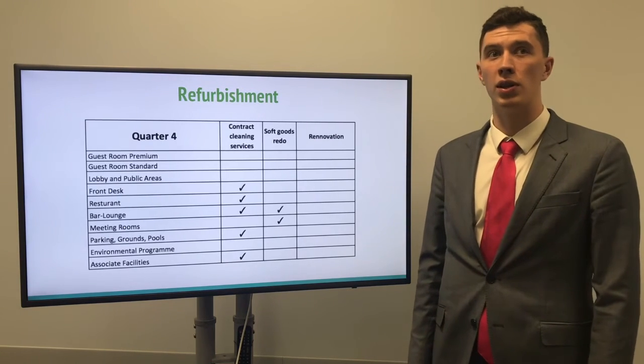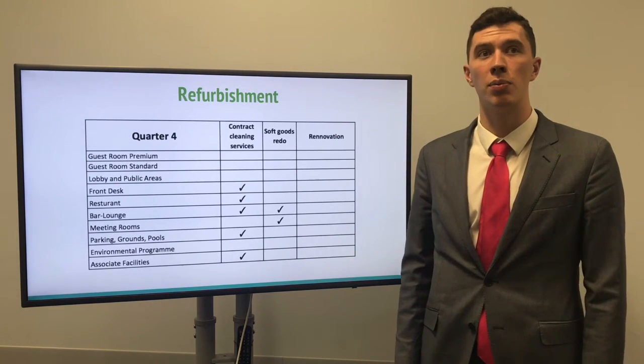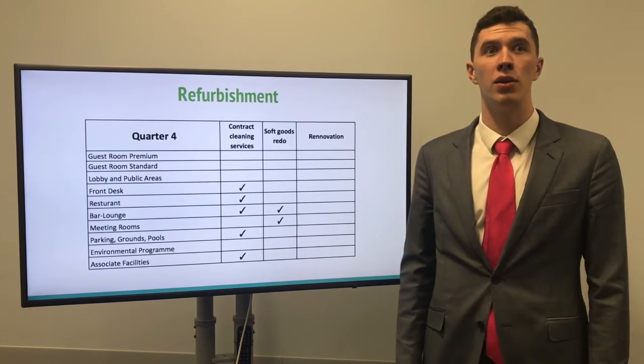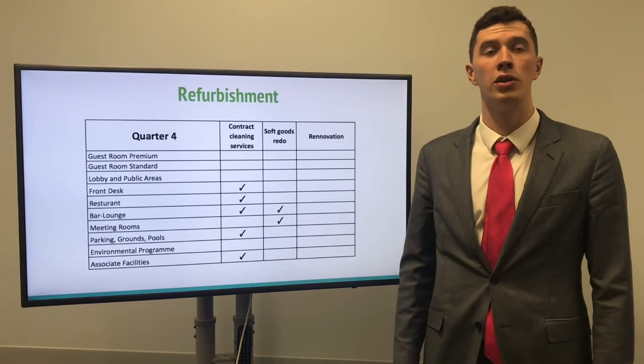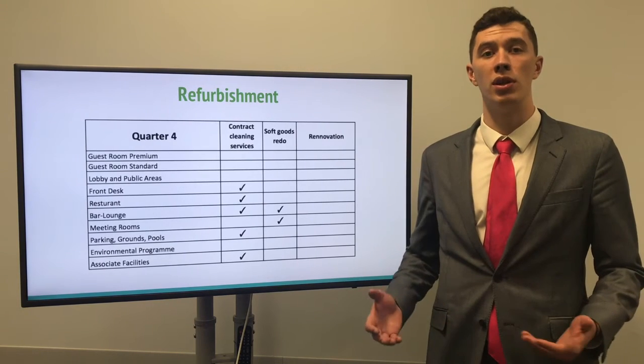Regarding the services and facilities, we wanted to invest in the front desk, but we couldn't afford it. And even if we could, within the limited time left, we wouldn't see the impact anymore. Therefore, we focused on the cleaning of some areas in the hotel.